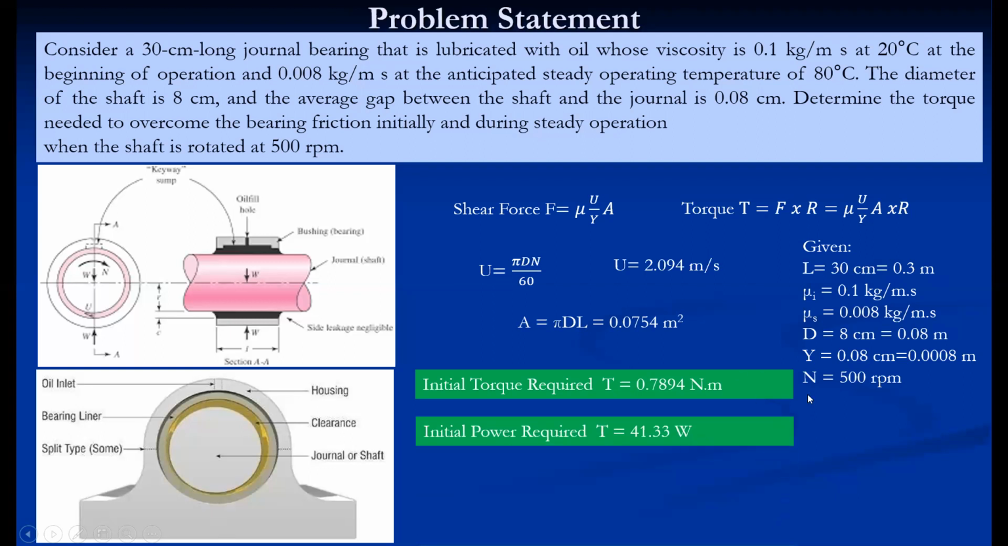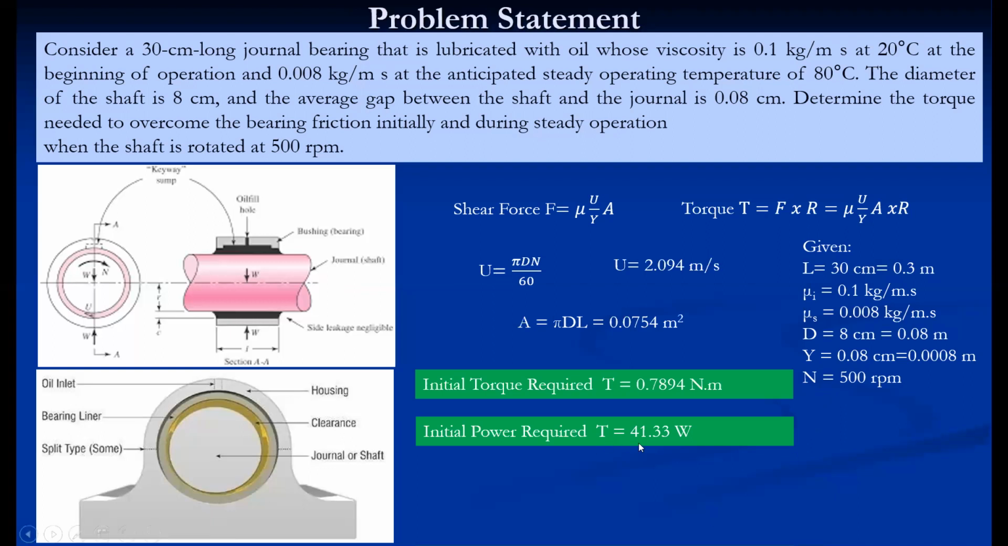Then the initial power, that is 2 pi NT by 60. That gives you the initial power. The power expression is 2 pi NT by 60. This is a formula you might have learned many times. That is torque into omega, where omega is 2 pi N by 60. So 2 pi NT by 60 gives power in watts. If you use 60,000, then it is in kilowatts.